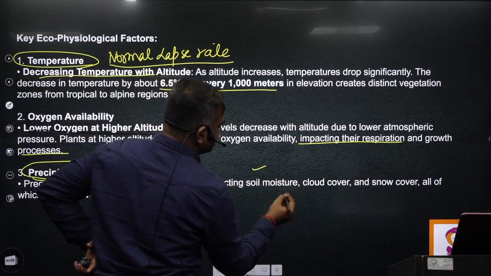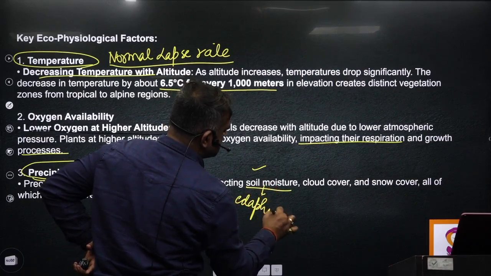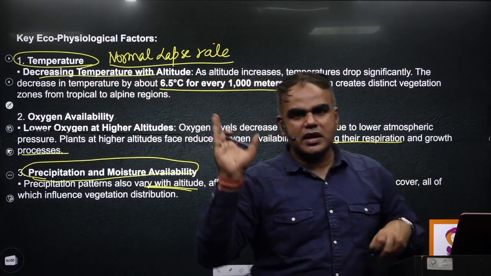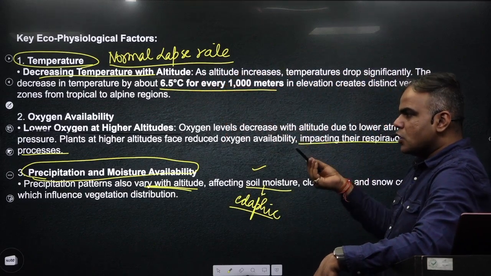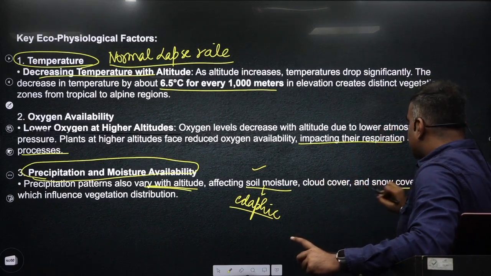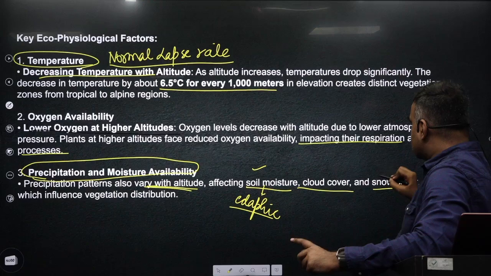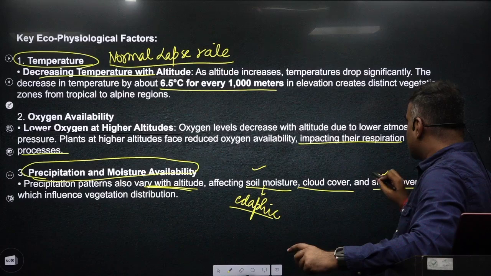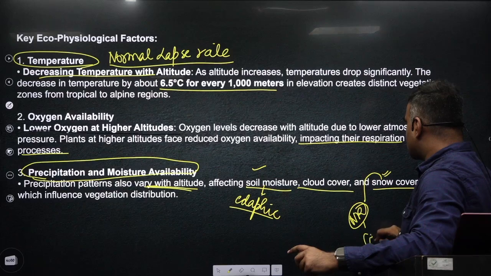So soil moisture can also be seen in the edaphic part, because remember how we had done the cold deserts. In cold deserts we had seen vegetation and biodiversity, all these things getting impacted. If the precipitation is less, the moisture availability is less, snow cover is there, cloud cover is there, you will have some other issues, right? Snow can be mentioned as a separate point also if you want. For example, snow is very important in the process of natural regeneration of Cedrus deodara.